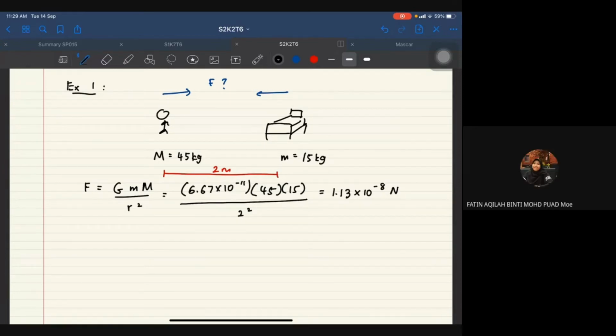Okay, good. So now I want to ask you guys, in your opinions, is this a big number or is it a small number? Small. Yeah, it's to the power of negative 8. Before this, kalau chapter 4 tu, kalau kamu nak gerakkan objek, maybe you apply about 100 Newton punya force. So this one is to the power of negative 8. So very small. Tapi ada.